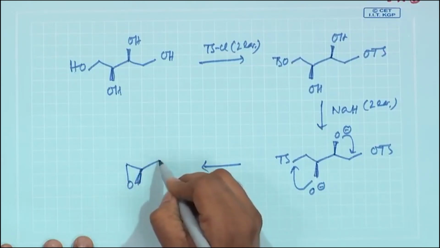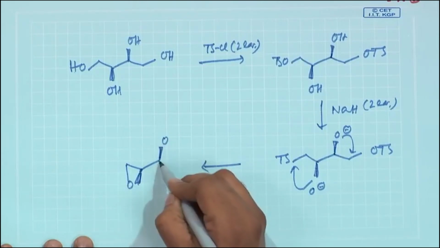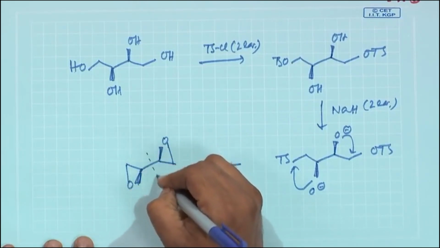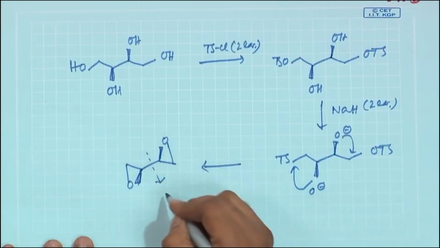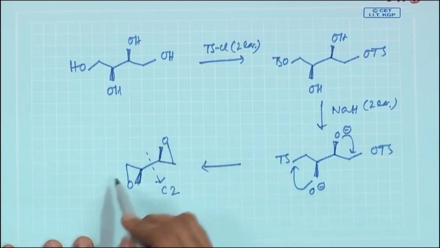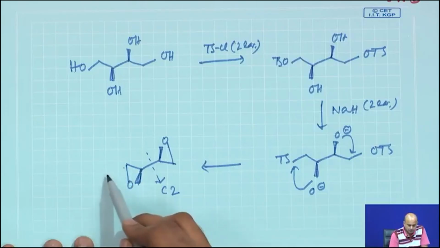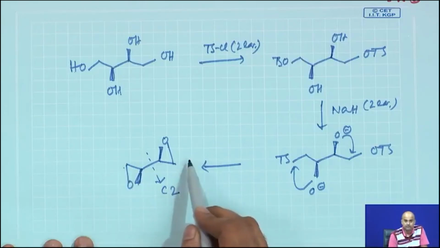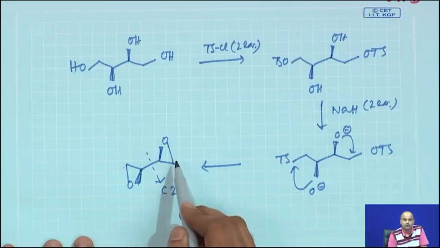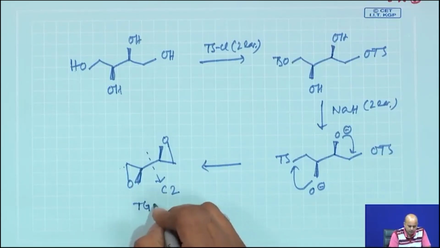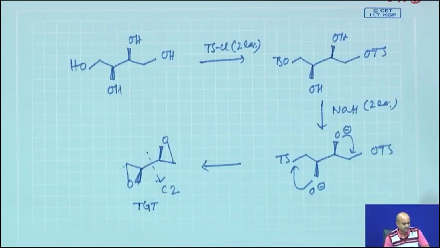So, the stereochemistry of this tetrose remained intact. Now, you can basically close this epoxide either this way or this way, it does not matter, because these ends are now homotopic. Anyway, we are not going to discuss it. So, this is your target molecule which can be achieved.